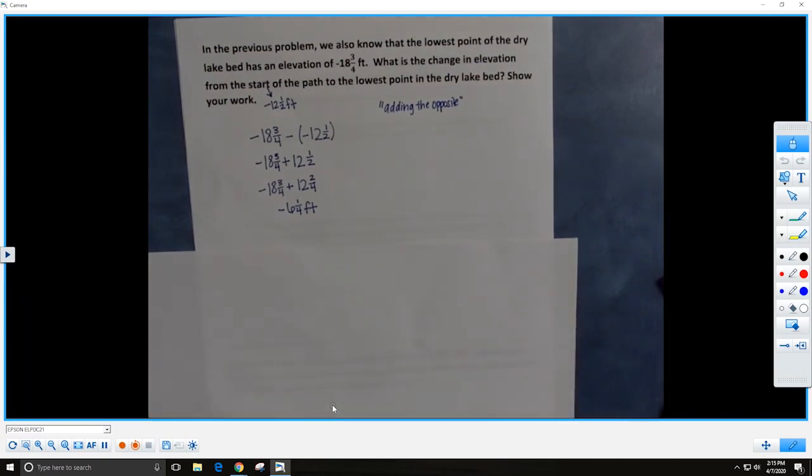Great work today, folks. Today we practiced subtracting fractions and decimals. I hope you're seeing some connections to subtracting integers and subtracting fractions and decimals. You really did a great job today.